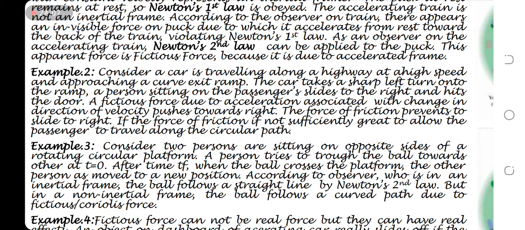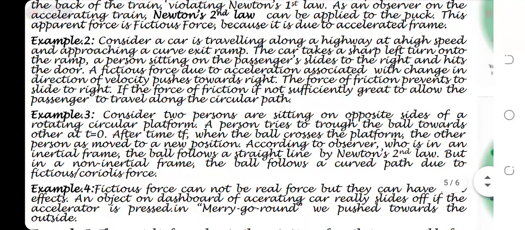The force of friction prevents the person from sliding to the right. If the force of friction is not sufficiently great to allow the passengers to travel along the circular path, then the body will skid out away from the center of the circle. The force acting and moving the body is seen nowhere; it is the fictitious force, and this fictitious force is due to the accelerated frame.